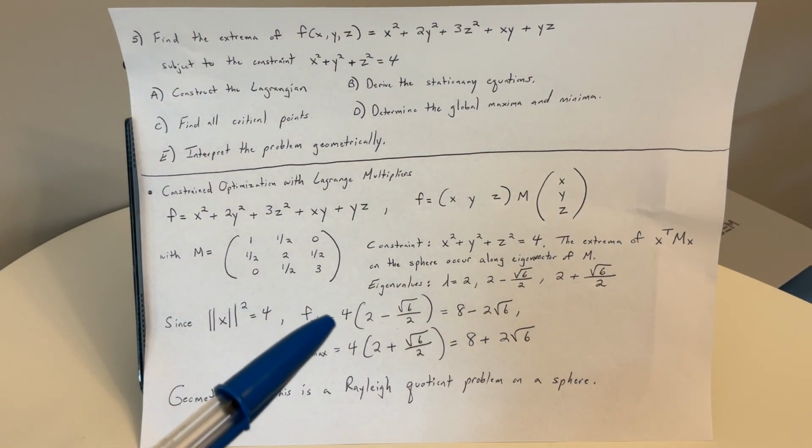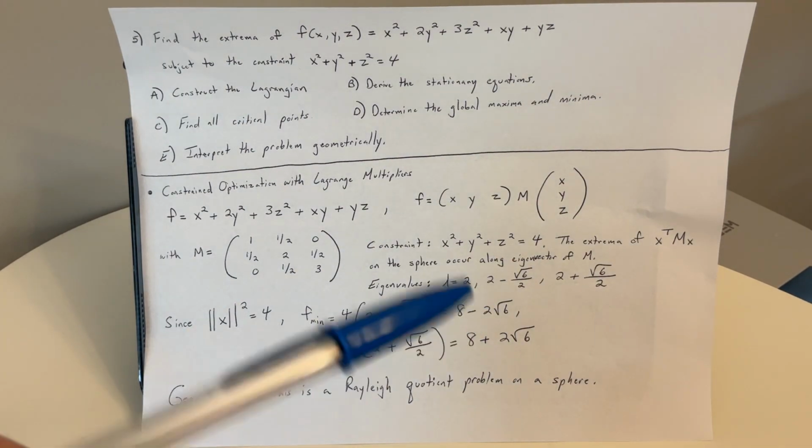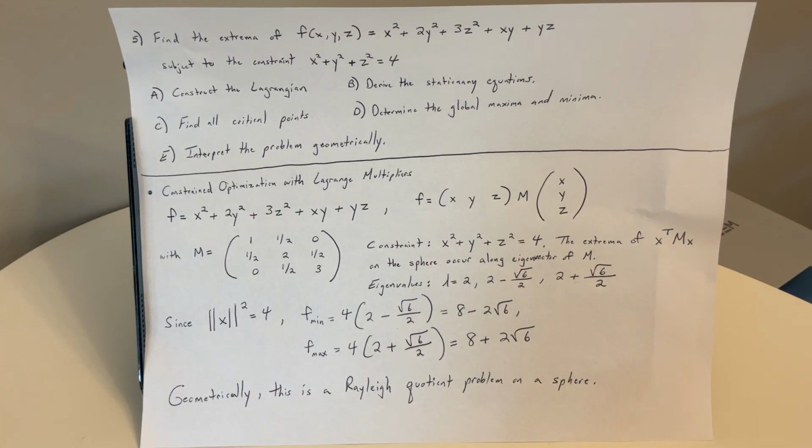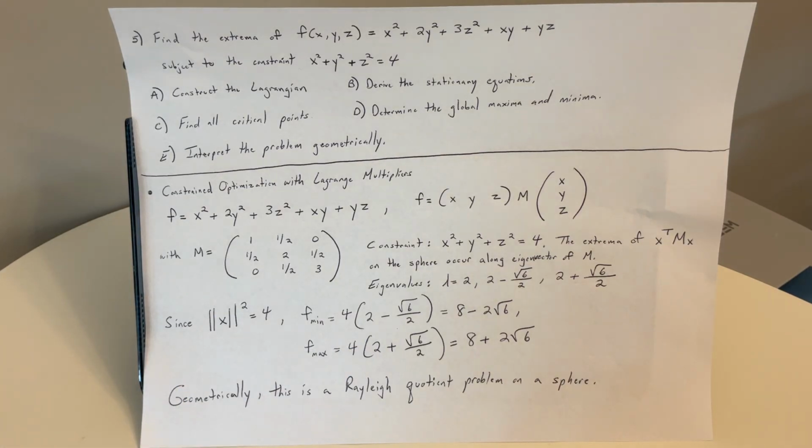So f min equals 4 times the quantity 2 minus square root of 6 over 2. That's going to equal 8 minus 2 square root of 6. F max equals 4 times the quantity 2 plus square root of 6 over 2. That equals 8 plus 2 square root of 6. And geometrically, this is a Rayleigh quotient problem on a sphere.